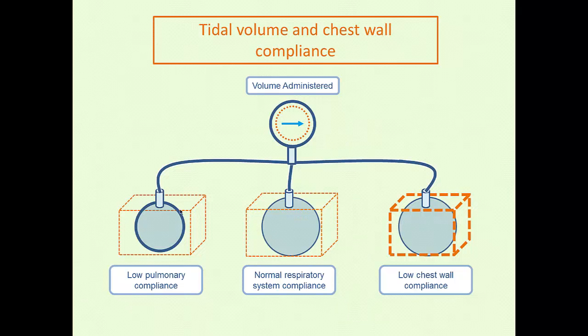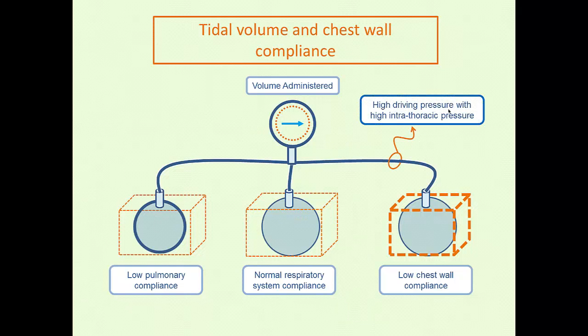And then conversely, what do you think is going to happen in this situation? Well, the lungs will expand minimally because they're very poorly compliant, and therefore they will not press out against the chest wall. And it doesn't really matter what the chest wall compliance is here. The pleural pressure will not be nearly as affected by this volume because of the impaired pulmonary compliance.